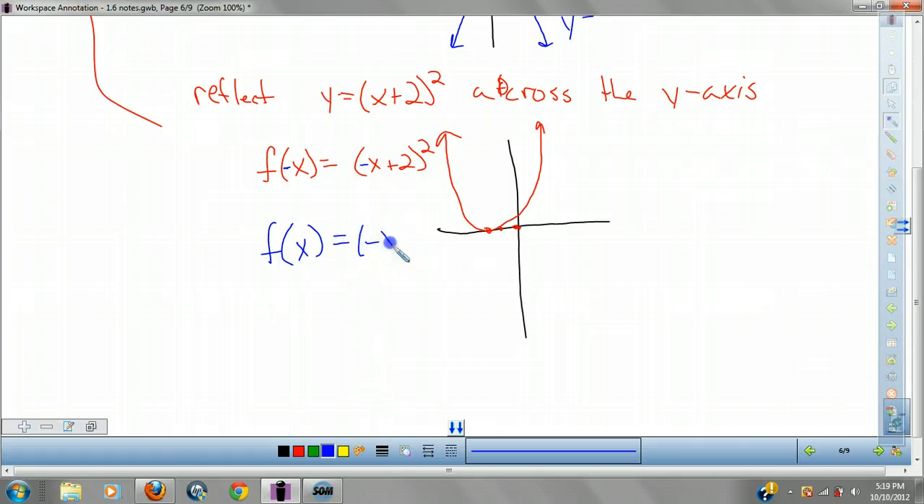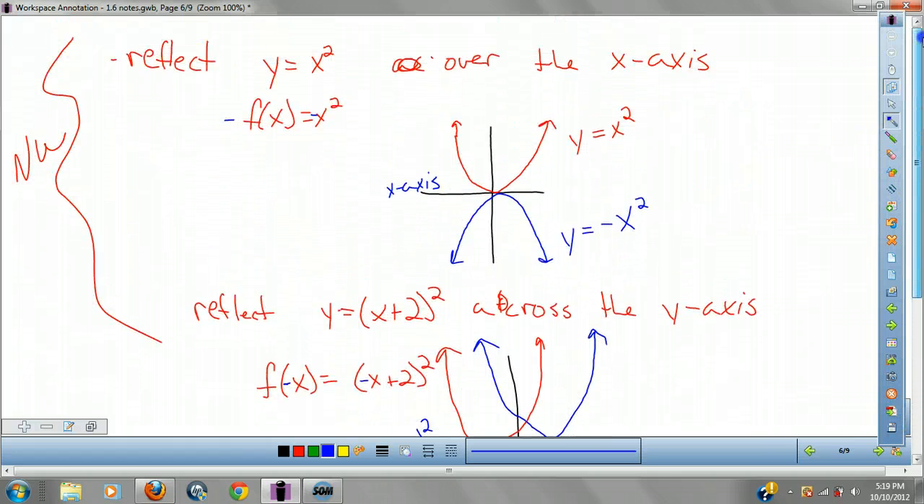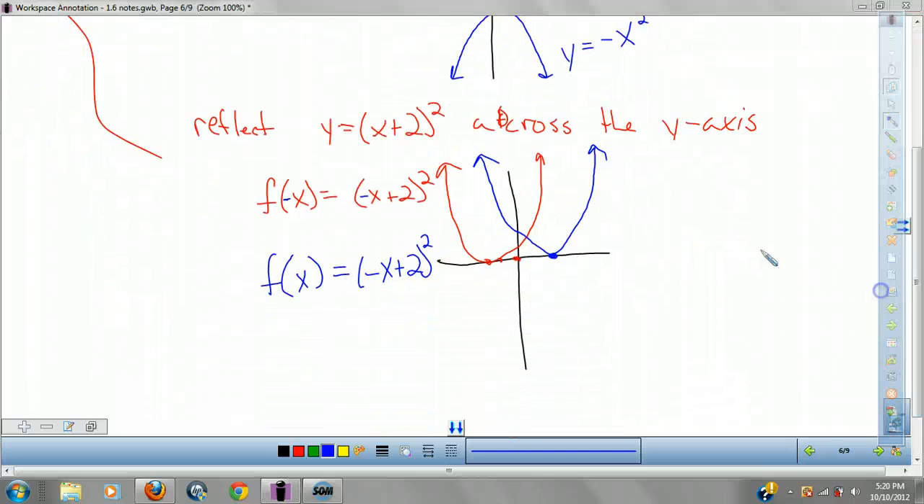And now when you graph this beast, you can use a calculator for this one if you don't see it, what you're going to find is when you reflect it over, it's going to look like this. Okay? So again, when you reflect over the x-axis, you make this mirror image. You add a negative in front of your entire function. When you reflect across the y-axis, you just put a negative in front of the x in the function.